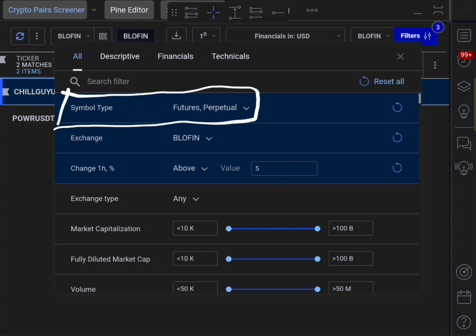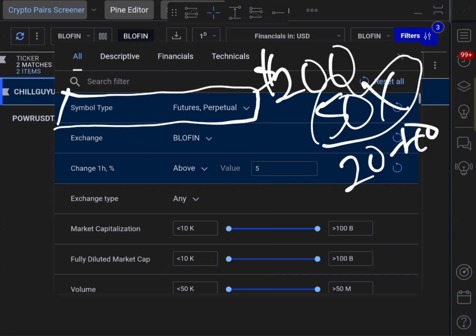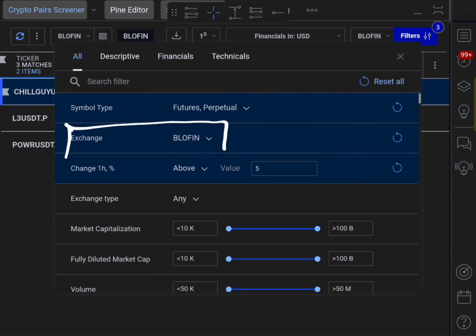The reason is because with futures, I don't know if you guys know, but you can trade with leverage on futures. So let's say you only have maybe $200. You can go up to, I think, 50x. I like to do 20 to 40, but you could do up to 50x on Blowfin if you're trading futures. So that's 200 times 50, which is a lot of money that you could be trading with. So that's why I love to trade the futures. And again, exchange is Blowfin. I'm going to talk about Blowfin in another video and why they're so awesome.